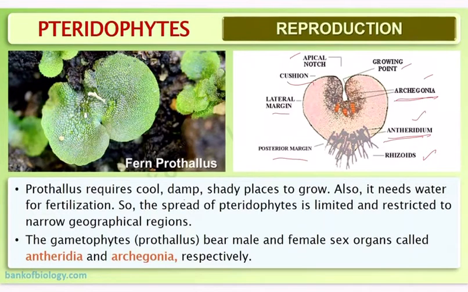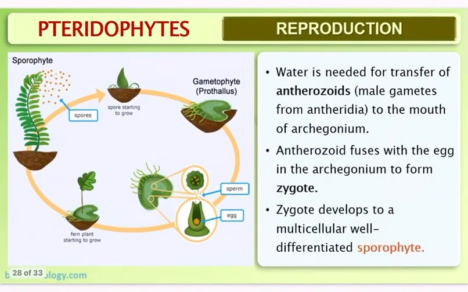And if you see, this heart-shaped structure is so important because of the presence of male and female reproductive organs. So prothallus requires cool, damp, shady places to grow. Also, it needs water for fertilization. So the spread of pteridophytes is limited and restricted to narrow geographical regions. The gametophytes, namely prothallus, bear male and female sex organs called antheridia and archegonia respectively.